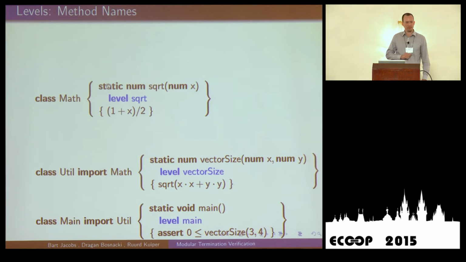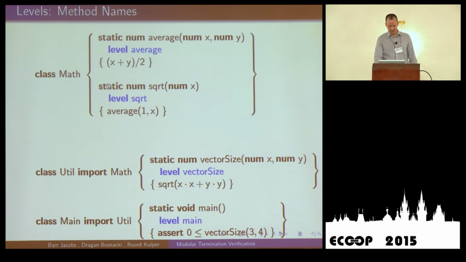So notice that this specification allows us to verify this program, and it also allows us to introduce the average helper method inside of the square root method. Since we introduce average before square root, it's less in the order, so the square root method still verifies.